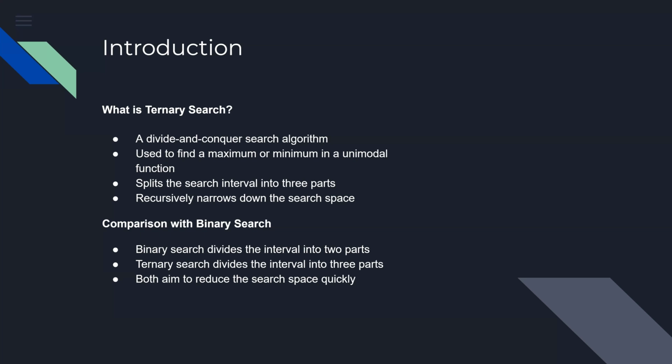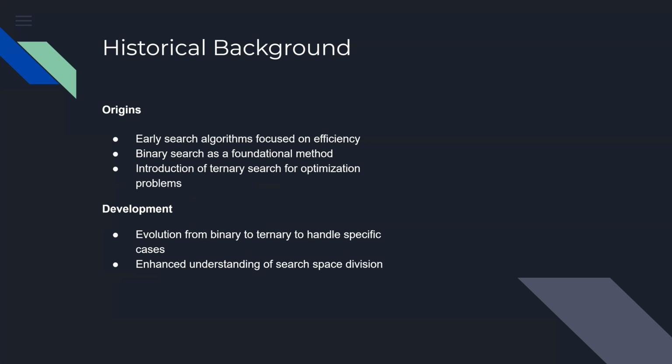All right, so with that being said, let's go into a little bit of a historical background. So the concept of search algorithms dates back to the early days of computer science. Initially, binary search was the go-to method for its efficiency in reducing search space. However, ternary search was introduced to optimize specific problems. This evolution allowed for a more refined approach in dividing the search space, particularly useful in optimization scenarios.